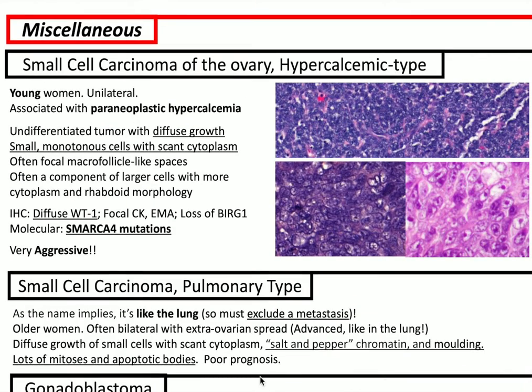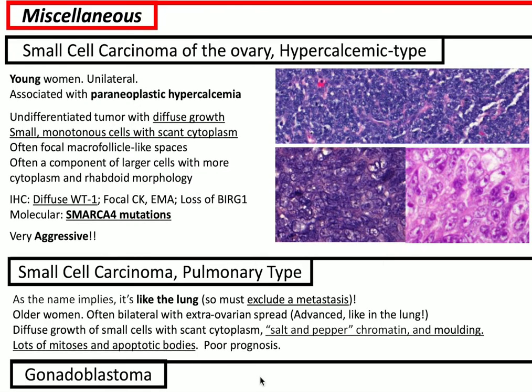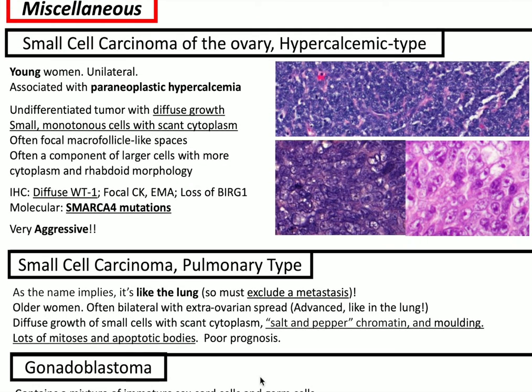Miscellaneous. Small cell carcinoma of the ovary, hypercalcemic type. You'll see this in young women. It's unilateral, associated with paraneoplastic hypercalcemia. Architecturally, it's an undifferentiated tumor with diffuse growth. Cytologically, you'll see small monotonous cells with scant cytoplasm, often focal macrofollicle-like spaces, and there's often a component of larger cells with more cytoplasm and rhabdoid morphology. Staining-wise, it'll be diffuse WT1, focal CK, EMA, loss of BRG1. Molecularly, it'll have a SMARCA4 mutation.